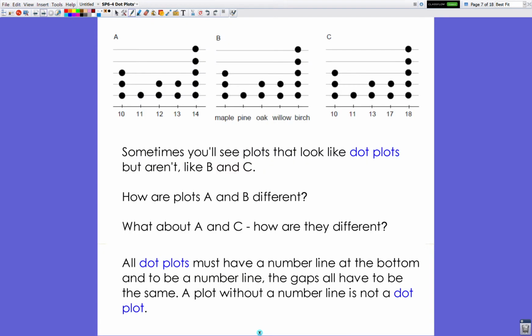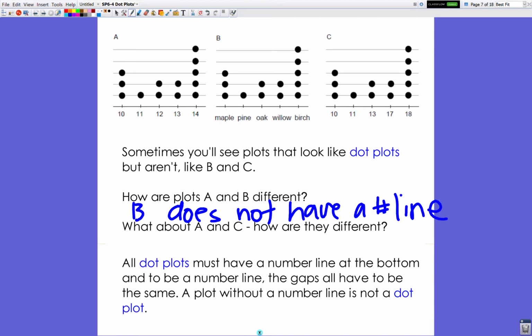Sometimes you'll see plots that look like dot plots, but they're really not. For instance, B and C are not dot plots. So let's just compare them with A, which is a dot plot, and see what's different. Comparing A and B, the difference is that B does not have a number line. You have to have a number line to be a dot plot. So since it has words instead of numbers, B is not a dot plot.